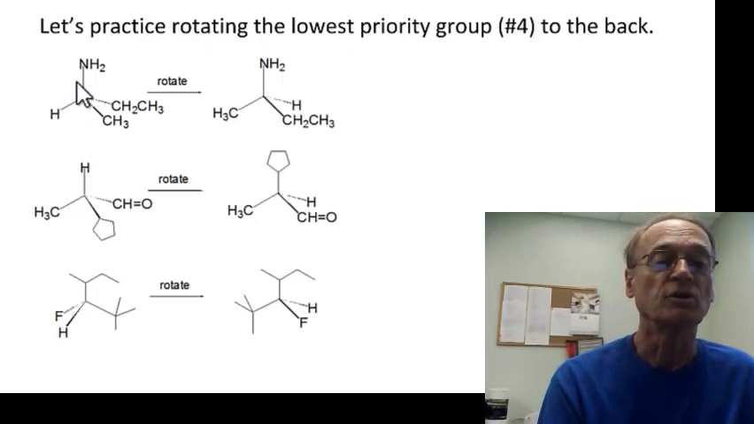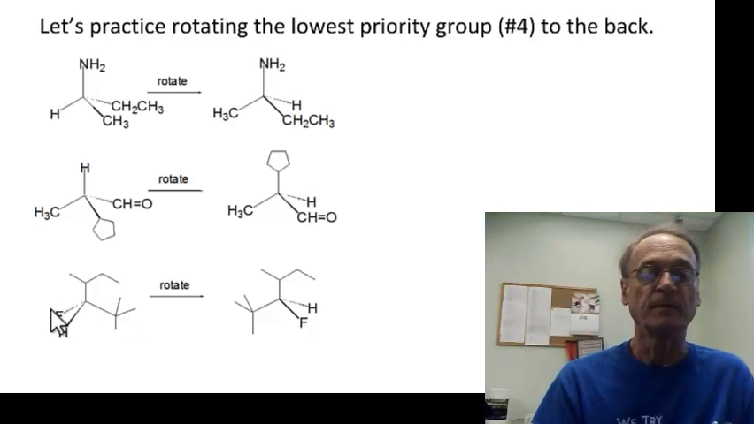We're going to shove that hydrogen around to the back. So we rotate it that way so that it goes to the back. That moves the methyl group over here, and the ethyl group comes to the front. What about here? Well, now we're going to shove that hydrogen to the back. So if you do that, that pops the cyclopentane group up to the top. That swings this CH=O group to the front. And what do we do here? We're going to rotate it this way so the hydrogen moves to the back. The fluorine moves around to this side, and this t-butyl group moves around to that side.